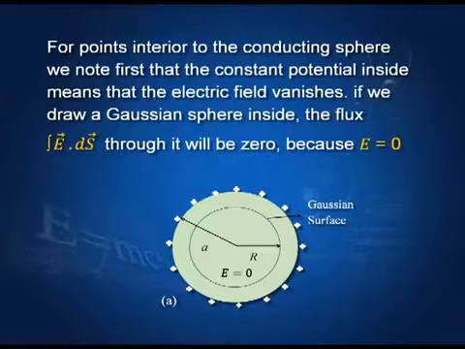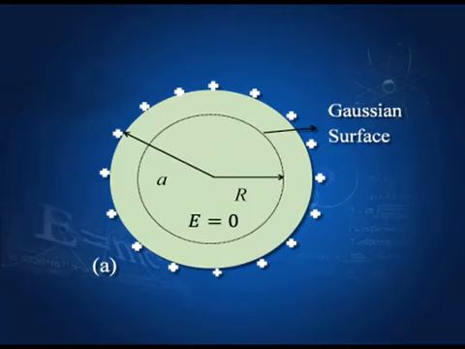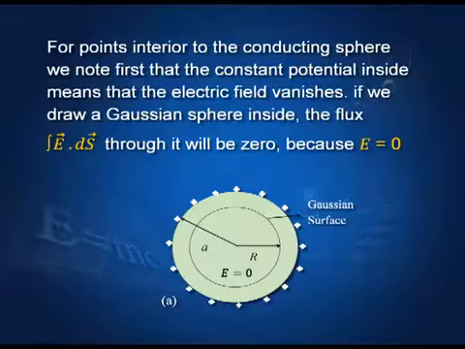For points interior to the conducting sphere, we draw now a Gaussian sphere inside of radius capital R. The charge in a conductor resides only at the surface. Inside there is no charge. So, we want to find out the field inside. We draw a Gaussian sphere inside of radius capital R, and we note first that the constant potential inside means that the electric field vanishes. If there is a constant potential, electric field vanishes.